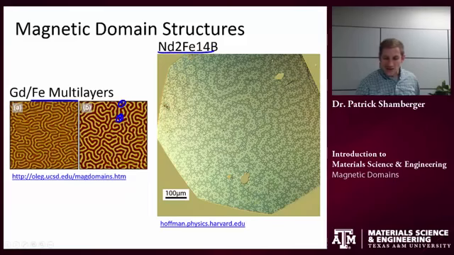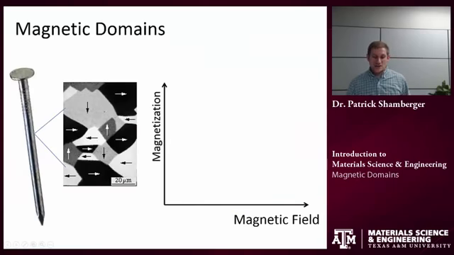Something else, this is a very hard, permanent rare earth magnet, has a very different structure. And these are amazingly fractal-like patterns, right? So the magnetic domain structures can take a wide diversity of arrays in different magnetic materials. Okay, so let's come back to the picture of the iron and get to the heart of it.